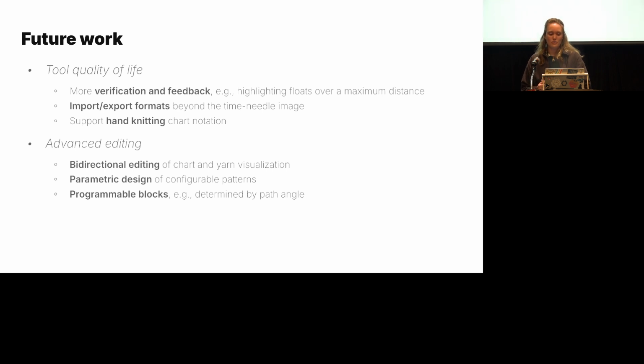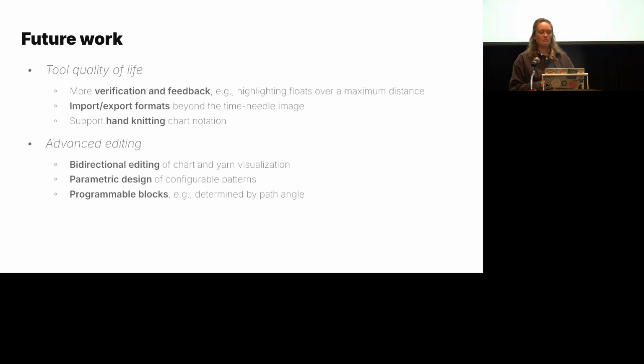So I see a lot of avenues for where this work could go next. There are some obvious quality of life improvements to the tool. We could always incorporate more forms of visual feedback, like highlighting floats over some maximum distance. We can continue to extend the topology model to support multi-layer fabrics and circular knitting, as well as more import and export formats. I'm particularly interested in building an iteration for hand knitting chart notation because I think that would open up this tool to a much broader audience.